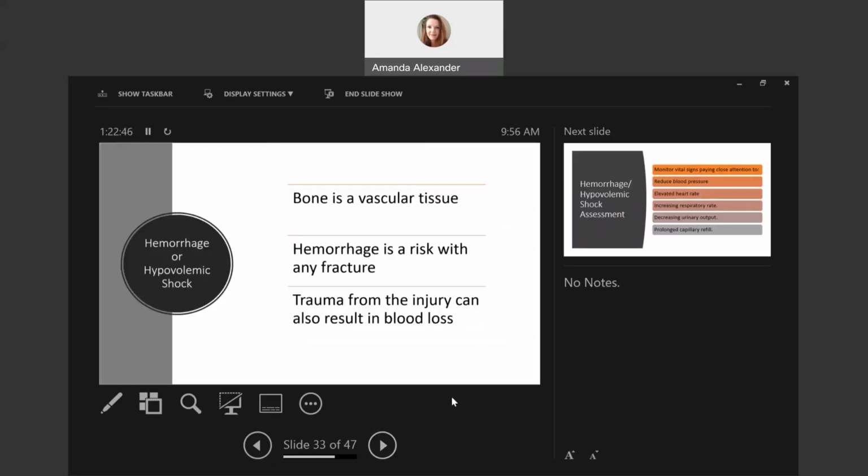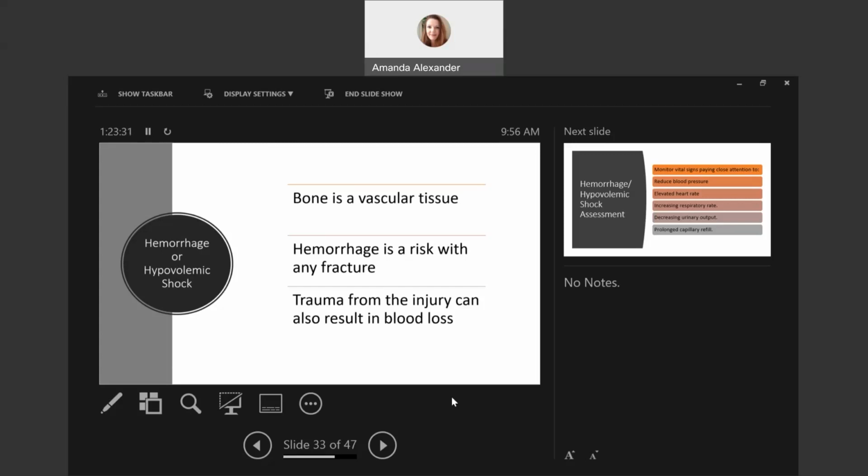Hemorrhage or hypovolemic shock. Bone is vascular, so since there are blood vessels in bone, if a patient, say for instance, has a long bone break, like a femur fracture, they're at risk for hemorrhage. Trauma to this bone area and the resulting blood loss is going to be indicated through vital signs. So you're going to check vital signs. What does their blood pressure look like? Are they presenting with nausea and vomiting? Are they dizzy? Are they having any other symptoms that may come along with blood loss?